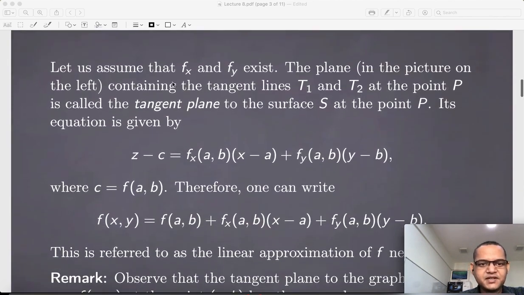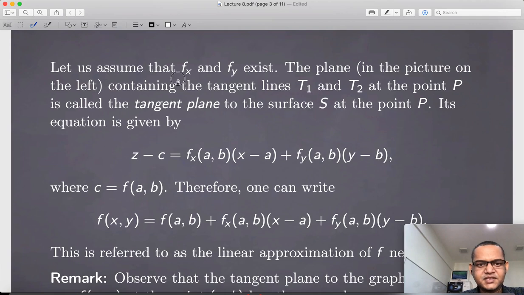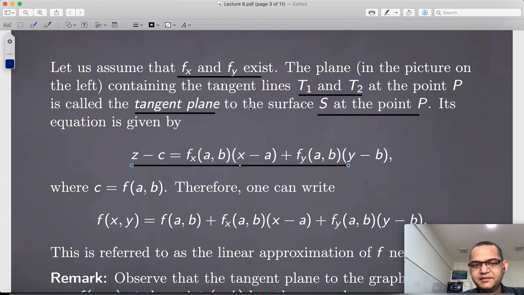So we start with a function, and let us say that these fx and fy exist, and then we have these two tangent lines at the point P as in the previous situation. Then the plane which contains these two tangent lines is called the tangent plane to the surface at the point P. Okay, so this is the definition. You can think of it as a definition, and you can easily write down its equation. Okay, this is the equation of the tangent plane to the surface at the given point P.